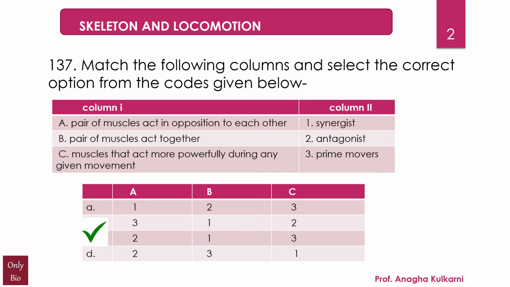That is, pair of muscles that act in opposition to each other are called antagonistic muscles. Pair of muscles that act together are synergistic muscles. Muscles that act more powerfully during any given movement are the prime movers.